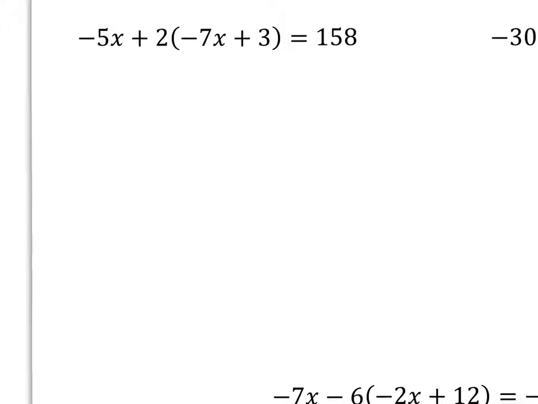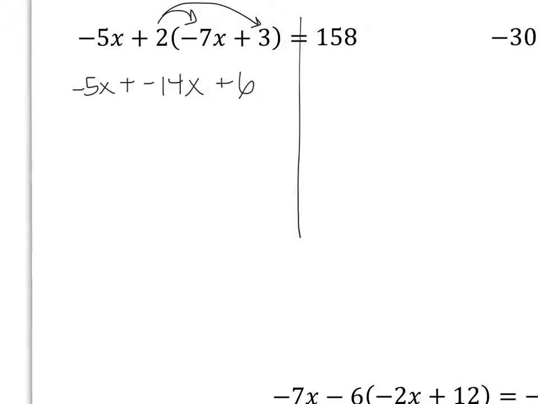All right, now if we look into some more of these, the problems are a little bit longer and involve a little bit more work to solve. So let's take a look here at this first example. So what I'm first going to do is I'm going to distribute my 2 to everything inside the parentheses and then see what like terms I can combine. So I still have a negative 5x here plus 2 times a negative 7x is a negative 14x, and then 2 times 3 is a positive 6 equals 158.